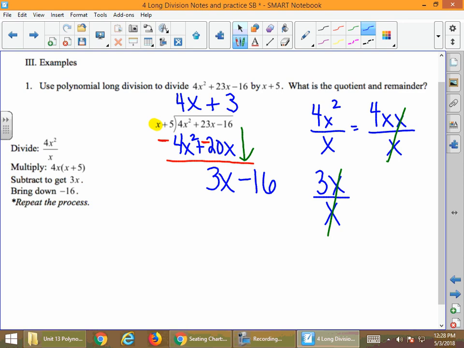We're going to take those values and we're going to multiply. 3 times x is 3x. 3 times 5 is 15, and it's positive 3 times positive 5. Change both signs. And when we do, 3x minus 3x cancels out. Negative 16 plus negative 15 is negative 31.